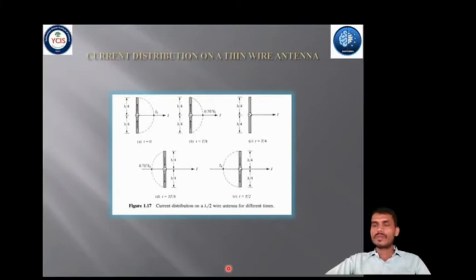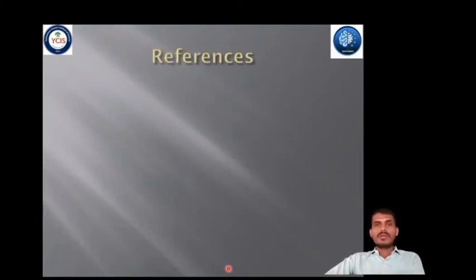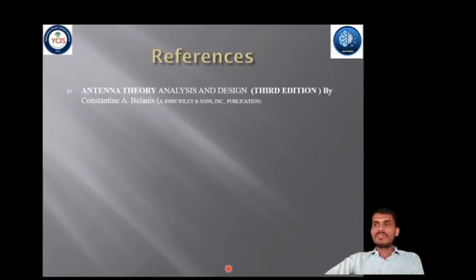So up to now we have completed the introduction, types of antenna, sources of antenna, current distribution mechanism and current distribution on a thin wire. For a detailed study you can use the theory book Antenna Theory, written by Balanis. This is your reference book, and you can use this book for your detailed study.